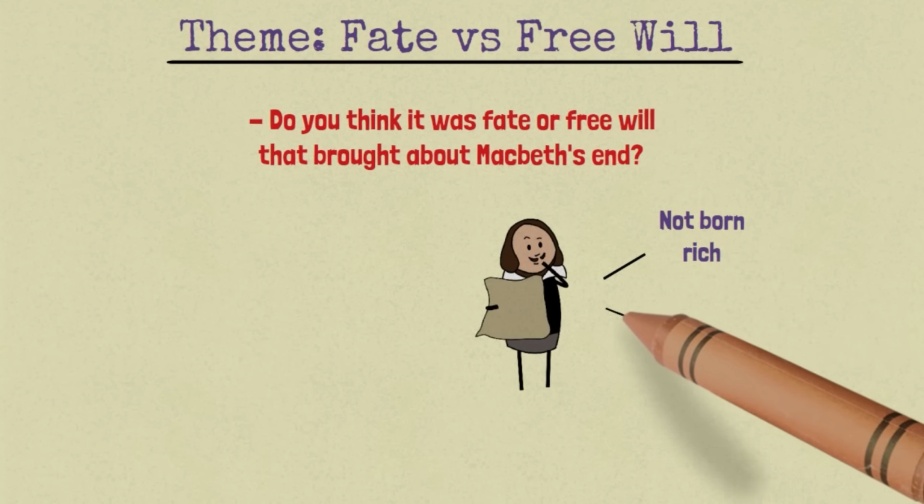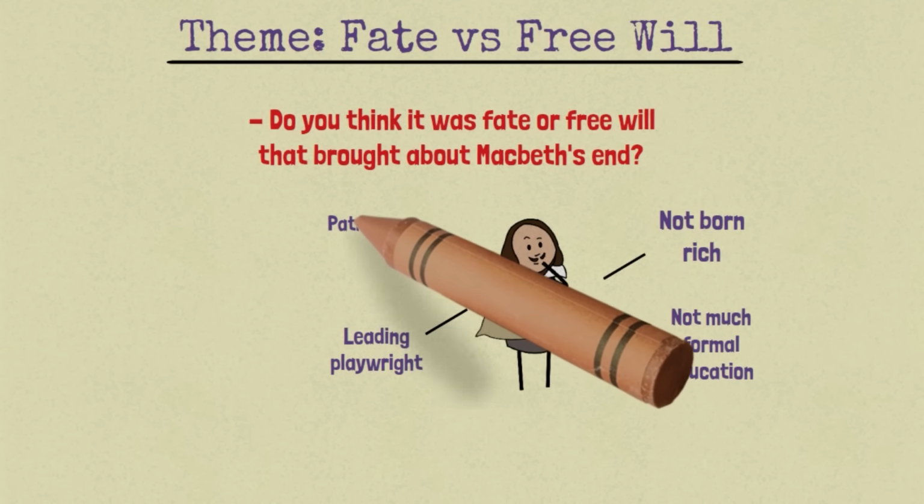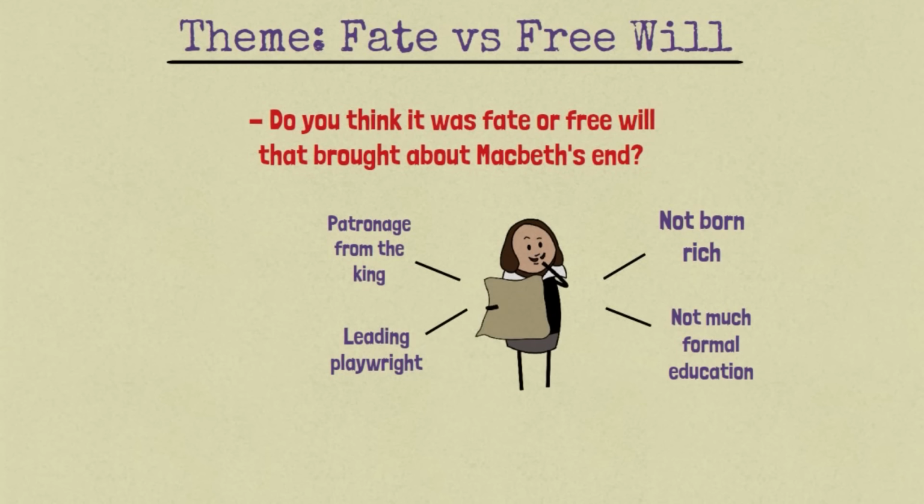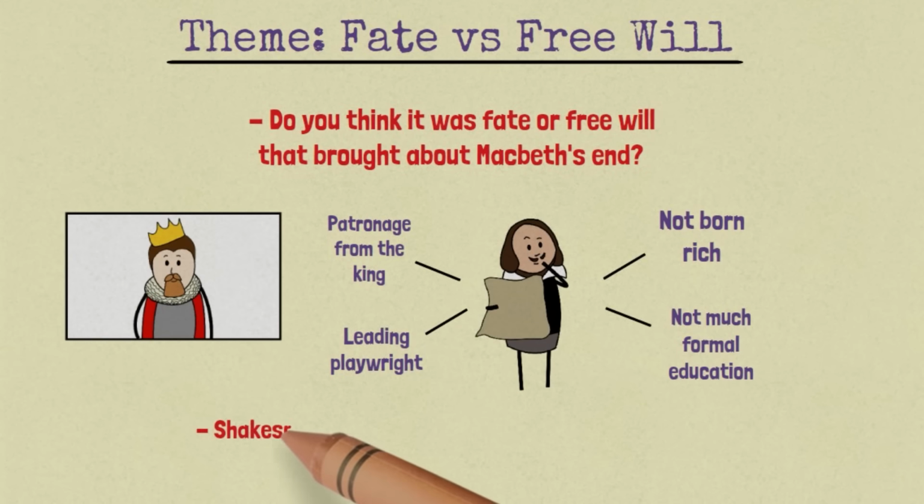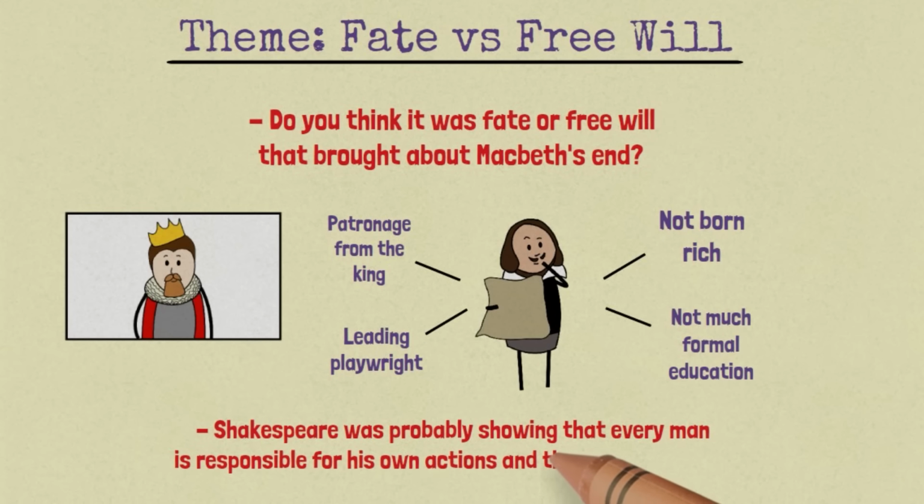He was not born rich or formally educated, but became a leading playwright with a patronage from the king on the strength of his own hard work and intelligence. From this perspective, it's likely that Shakespeare is trying to show that every man is responsible for his own actions, and the consequences which follow.